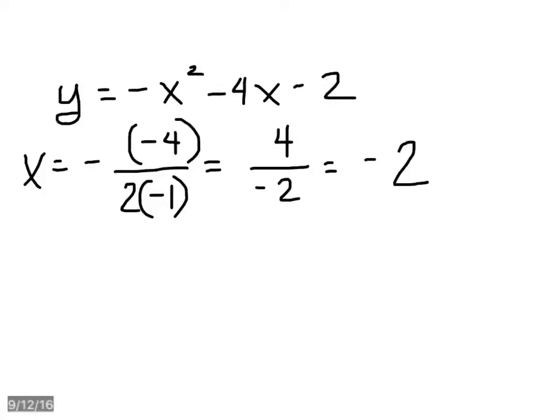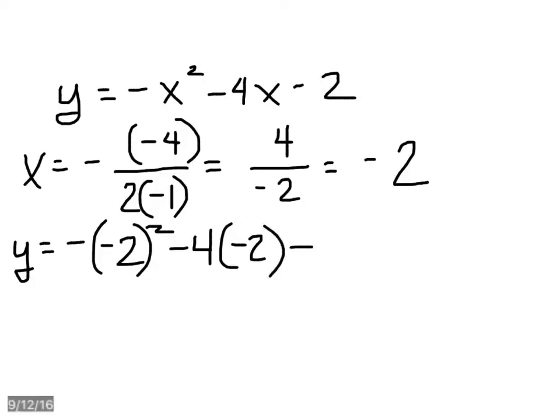Now, to get the y coordinate, what do I do? Plug it in. Negative 2 squared. What do you get? That's 4. And then you have a negative on the outside of that also, so that makes negative 4. What's negative 4 times negative 2? 8. Would be plus 8, yeah, minus 2. What's negative 4 plus 8 minus 2?